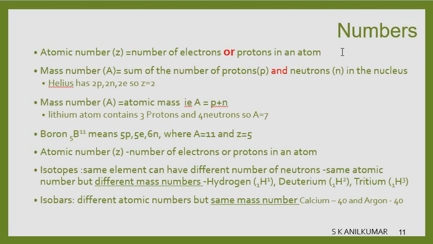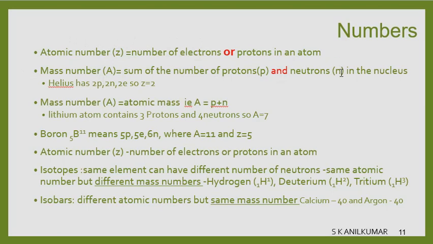Okay, then coming to numbers. Atomic number, Z, is the number of electrons or protons. We have seen what an atomic number is in the other class on matter. Why electron or proton? One is negative charge, the other is positive charge, but it is the magnitude we talk about when we talk about atomic number.